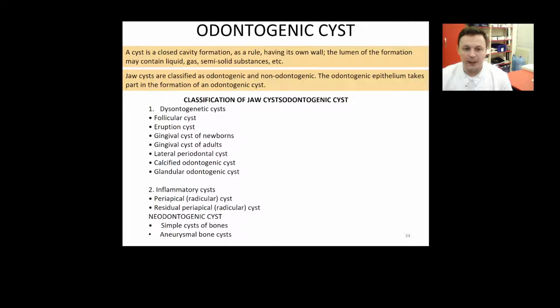Odontogenic cysts. A cyst is a closed cavity formation. As a rule, it has its own wall. The lumen of the formation may contain liquid, gas, semi-solid substances, and so on. Jaw cysts are classified as odontogenic and non-odontogenic. The odontogenic epithelium takes part in the formation of odontogenic cysts. The jaw bones, with a few exceptions, are the only bones in which epithelial lined cysts occur. Non-odontogenic cysts of the jaw have no lining. Odontogenic cysts are classified in two groups: inflammatory and dysontogenic.